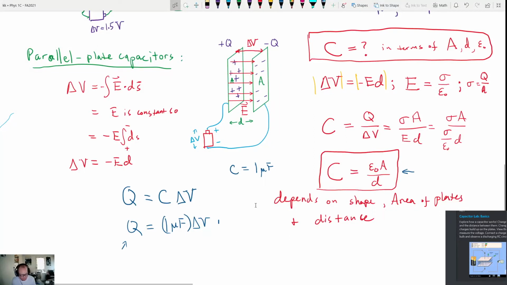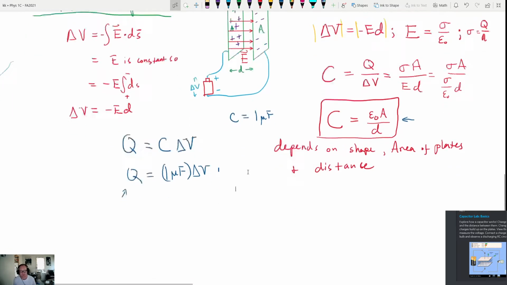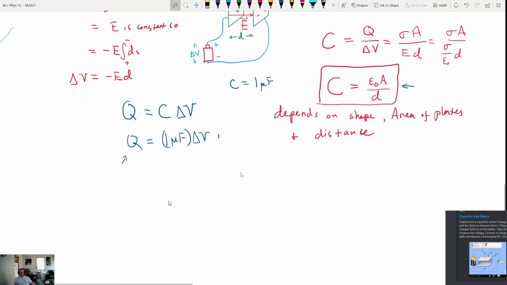Okay, this is the second hour of Physics 1C for October 4th. So we just came up with this derivation of how to find the capacitance of a parallel plate capacitor. I think it's relevant to use this equation really quickly here to do a calculation so we can see how it works out.